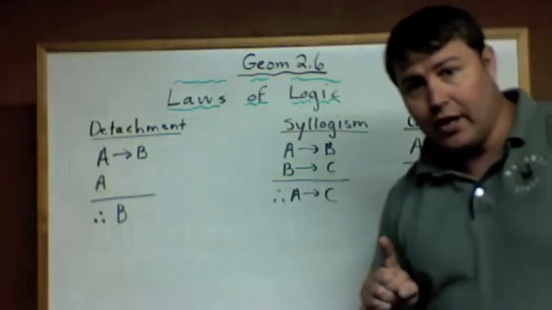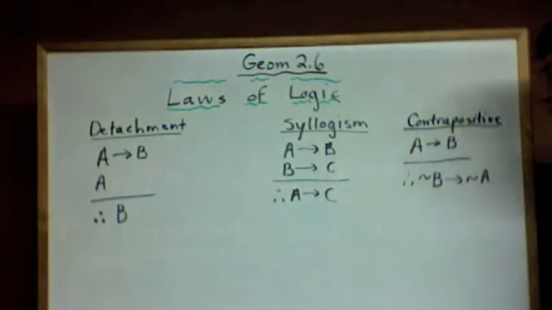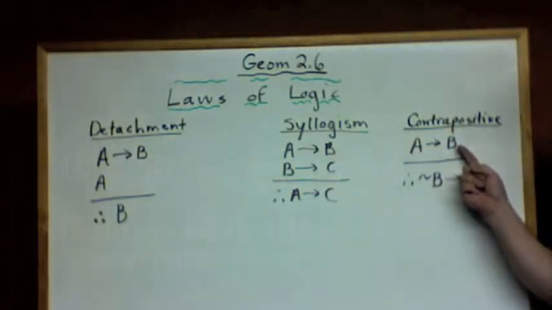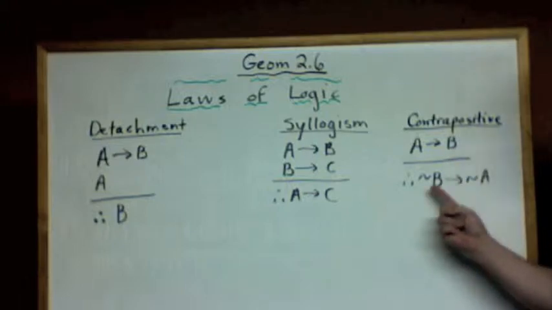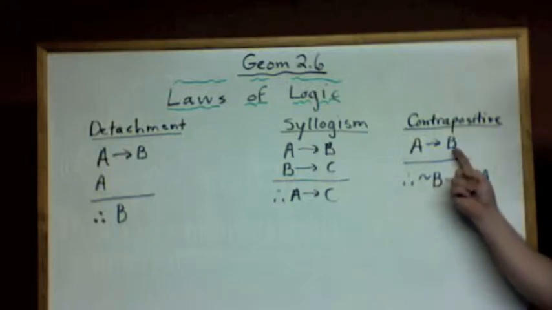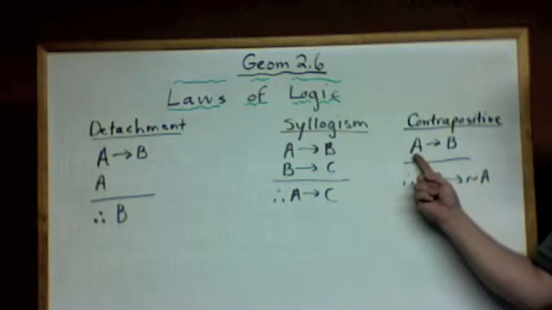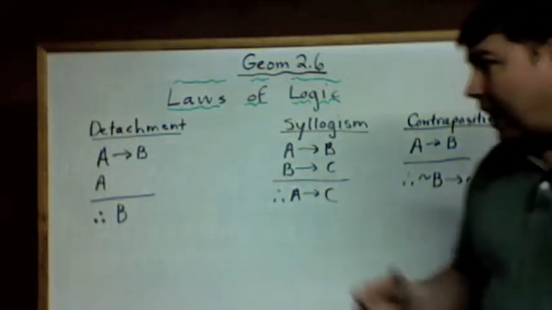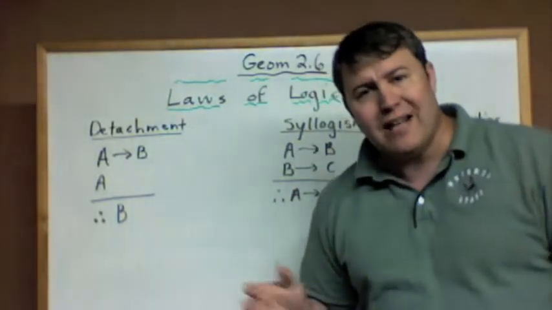Now here's one that's not on your card. If a conditional statement, A implies B, is true, automatically its contrapositive has to be true. That's called the law of contrapositive. So therefore, not B has to imply not A. That has to be true. All right, that's an explanation of your note card. Now let's work a few problems.